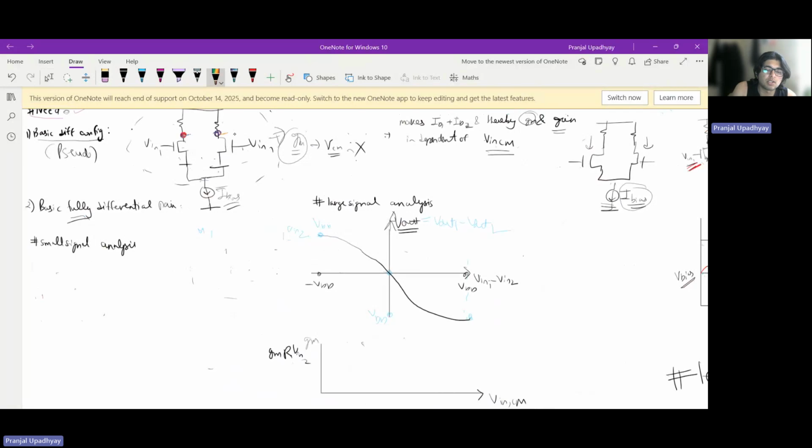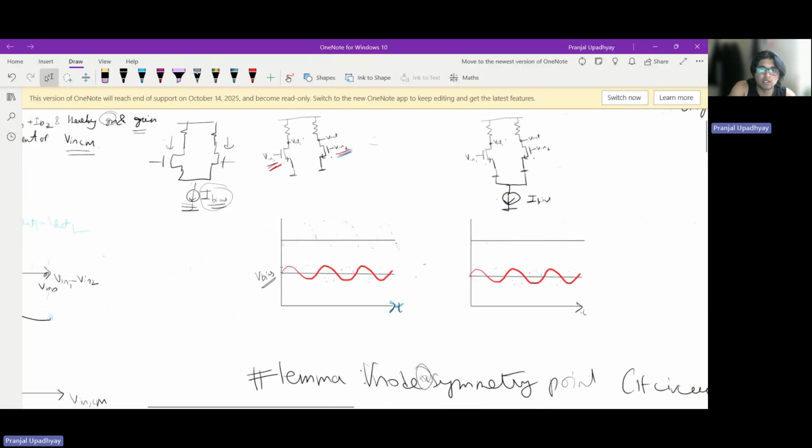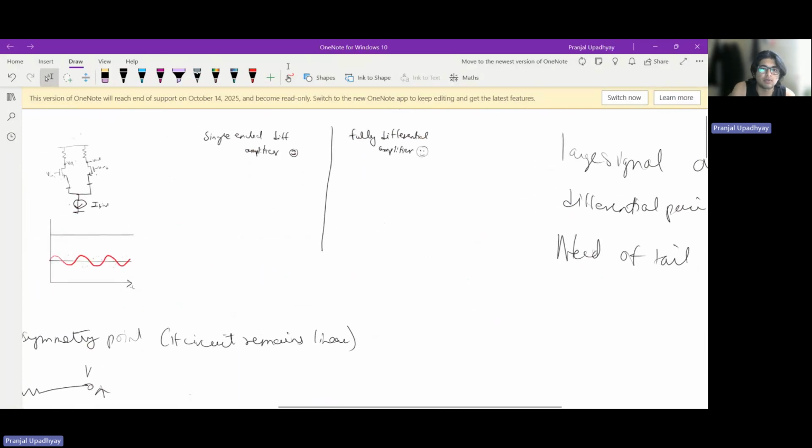It would have been a simple single-ended differential amplifier if I had taken output from either of the terminals, like only one terminal. But in a fully differential amplifier, I am taking the difference of output at these two terminals. And we should already be able to appreciate this if I am to differentiate between a single-ended differential amplifier and a fully differential amplifier. The basic difference is that in both of these cases we are enjoying the benefits of differential signaling, which is basically common mode rejection.